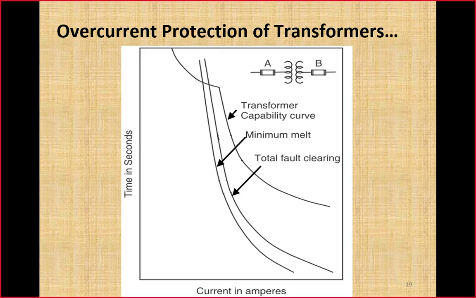Here we can see for very large fault currents, fuse protection is providing very good, much faster protection. That is clear from this gap. We have a much bigger gap over here that describes that the fault is cleared much earlier than the capability curve of the transformer.